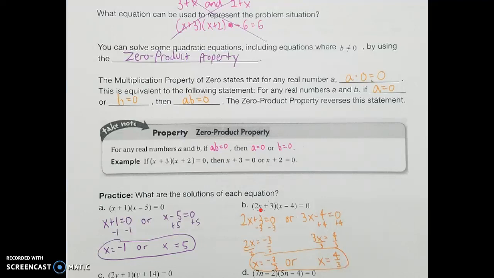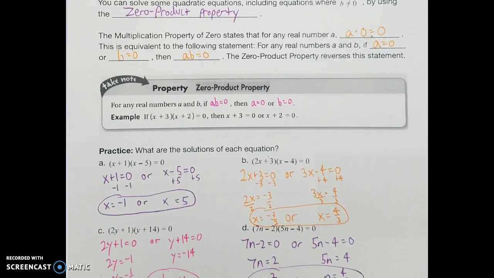Same kind of thing on part B. If these are my two factors, 2x plus 3 and 3x minus 4, and I multiply those to get 0, again that means either 2x plus 3 is 0 or 3x minus 4 is 0. If I'm working through my algebra steps, I just have to subtract and then divide, or in this case add and then divide, and I get my two answers. x is negative 3 over 2 or it's positive 4 over 3.